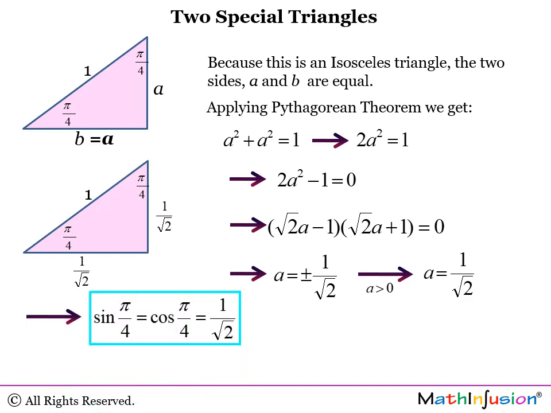Using this special triangle, I can get that sine of pi over 4 equals cosine of pi over 4 equals 1 over square root of 2. Obviously, by knowing that, I can figure out what is tangent of pi over 4, cotangent of pi over 4, cosecant and secant of pi over 4 as well.